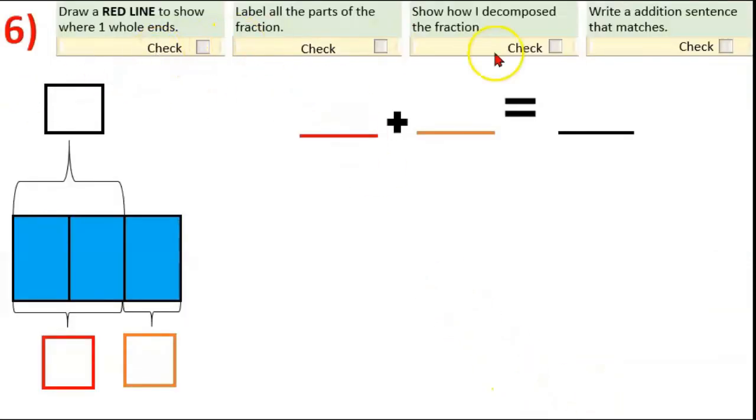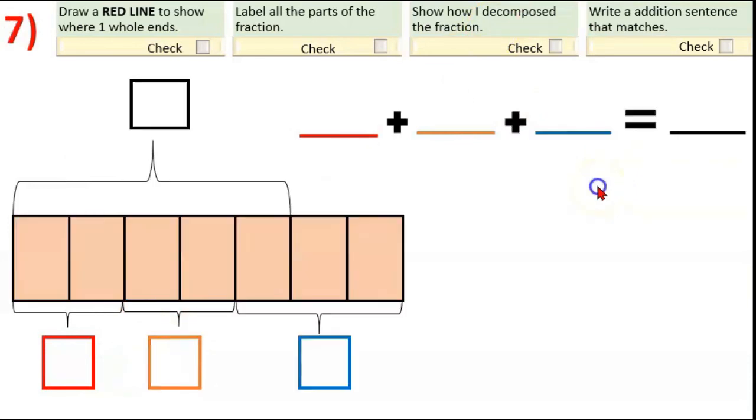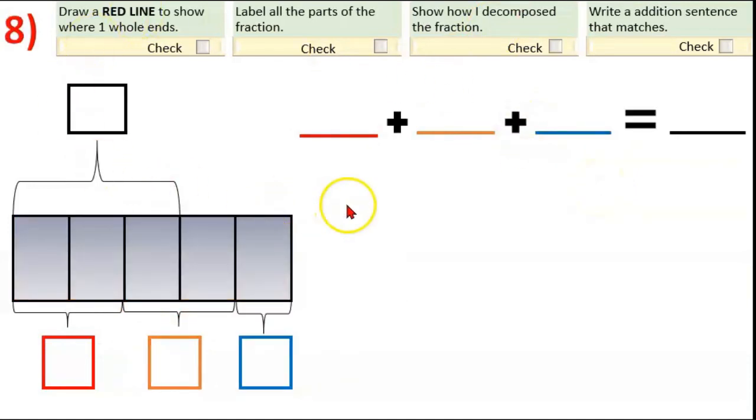So once again, you have little check boxes up here to show you how you're doing. You're going to draw a red line to show where one whole ends. So for example, if you're paying attention to this video right now, I'm going to give you the answer. You're going to draw your red line right here because this is where one whole ends. Label all the parts of the fraction. So what's on the inside? What is each unit fraction? What's up here? Show how I decompose the fraction. And then write your addition sentence that matches. You're going to do the same for 6, 7, and 8.